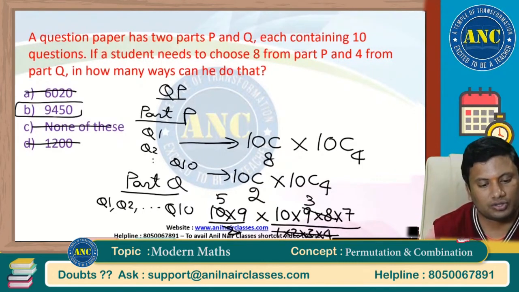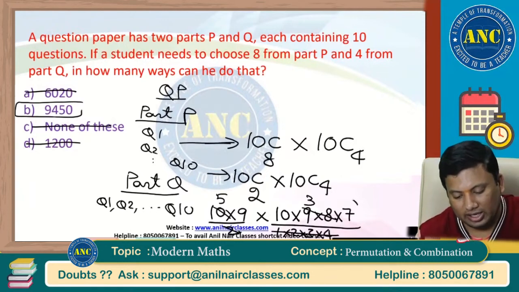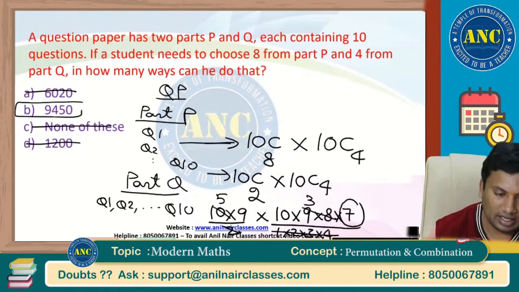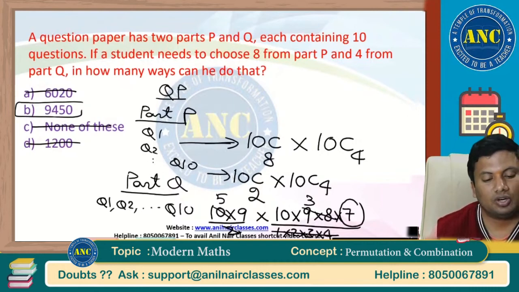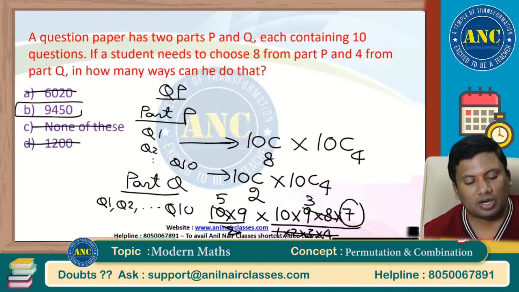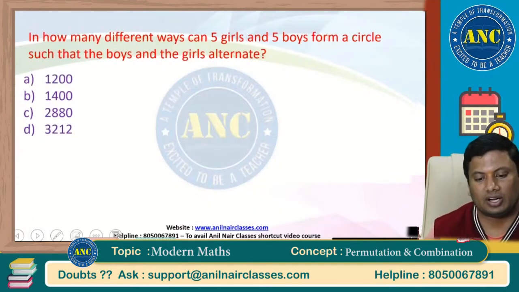Or you can also go by the divisibility rule of 7. Answer should be divisible by 7. So 1200 is not divisible. 6020 is divisible, 9450 is divisible. But 6020 is not giving you digital sum 9. You can play around with the answer options.